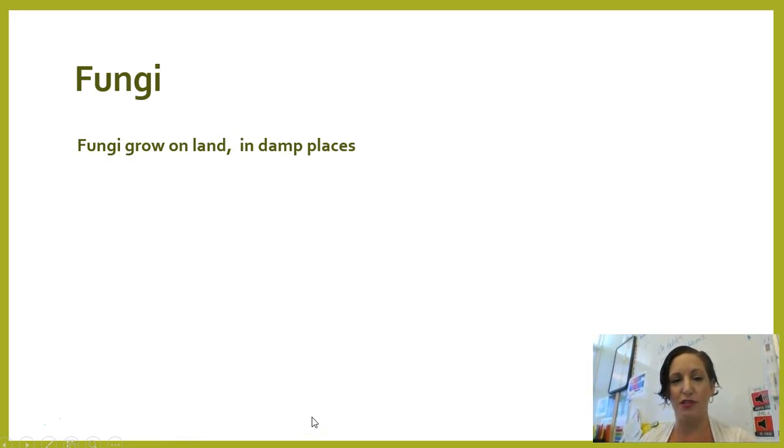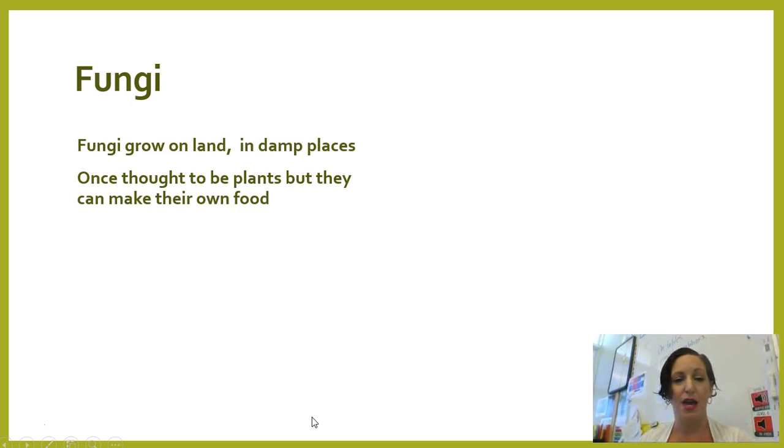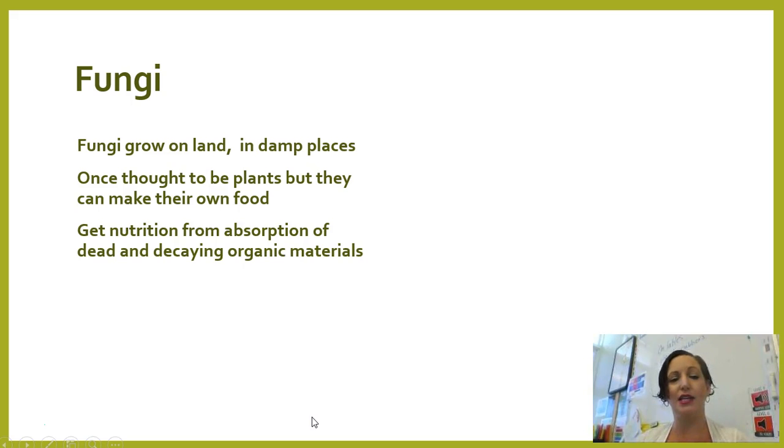Okay, I'm just going to move on to fungi. Fungi is another kingdom, and they grow on land, usually in damp places. Scientists used to think that fungi were plants, but they've discovered that they don't actually make their own food the way that plants can. They need to get their nutrition from the absorption of dead and decaying organic materials.